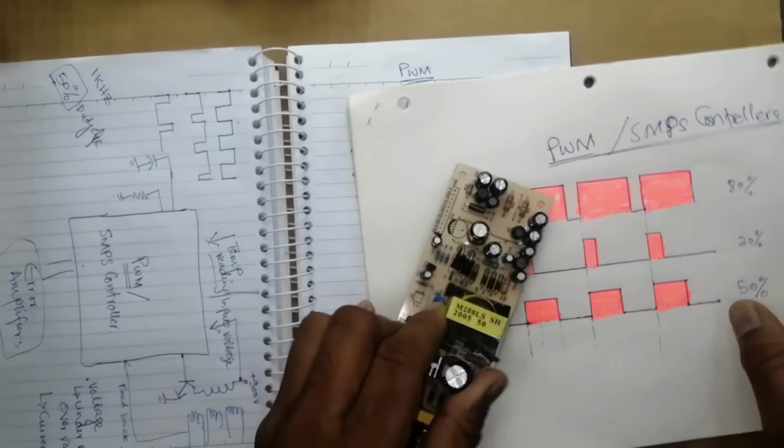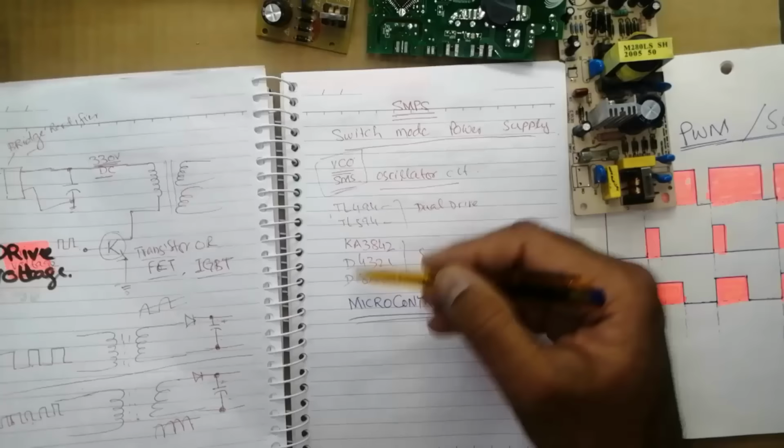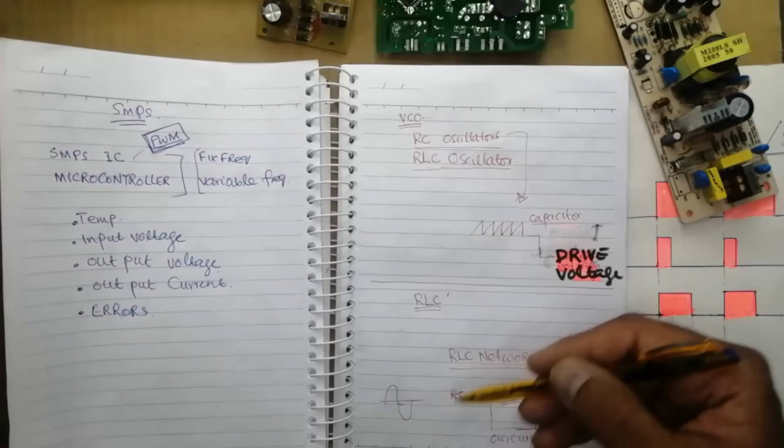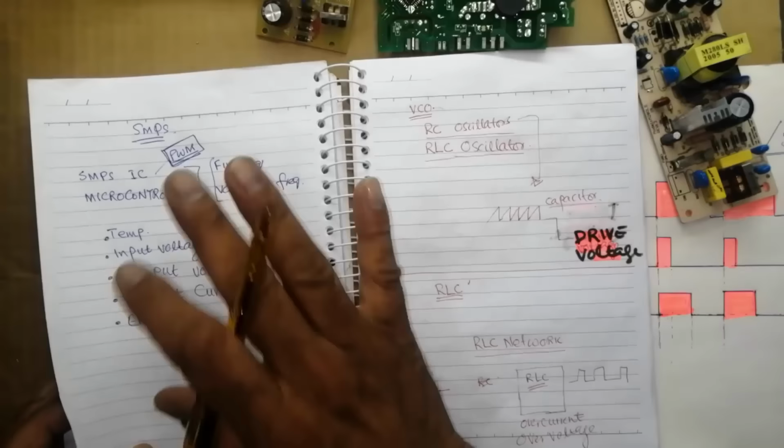In this video, we are going to discuss SMPS, switch mode power supplies. We will discuss in detail what is SMPS, what is its configuration, how it works, how the circuit looks in block form, and what are the different types of SMPS controlling. We can use VCO, RLC, RC network, PWM, microcontrollers, and different parameters of these ICs.